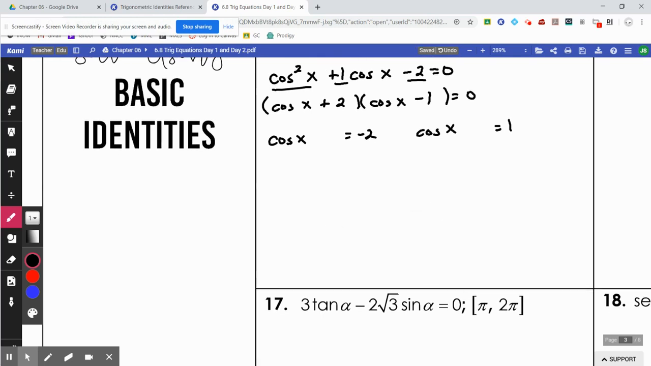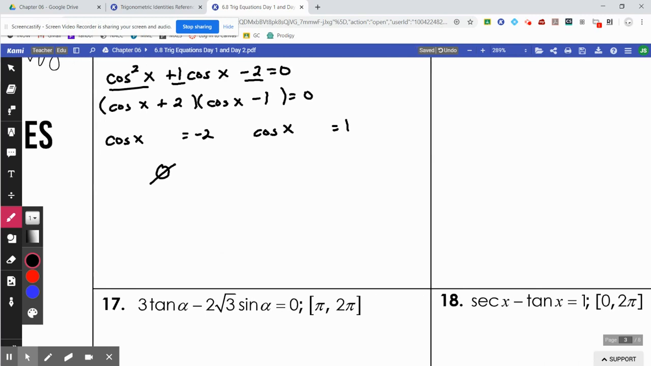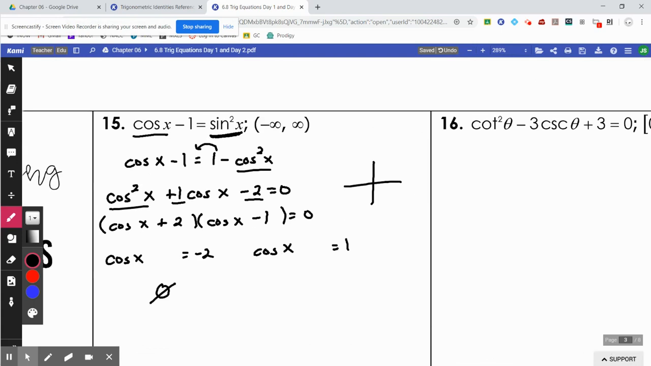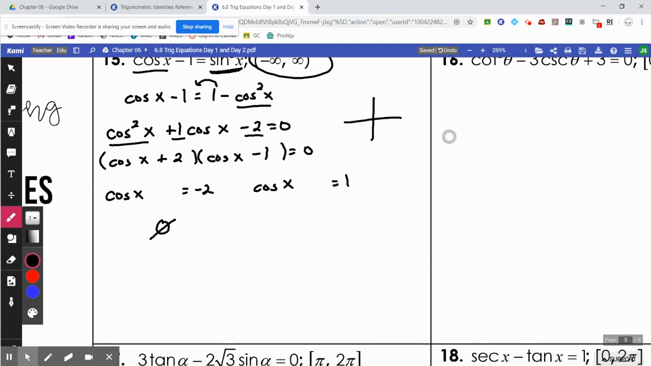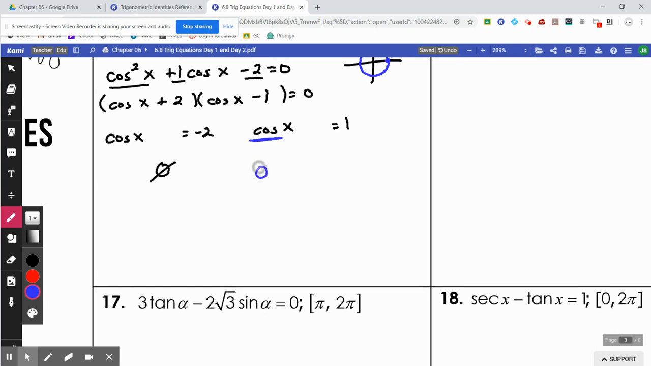So where does cosine equal negative 2? Nowhere. That's outside of the range. However, on my unit circle, where does cosine equal 1? And we're finding all answers between negative and positive infinity, so we're finding every solution here. On my unit circle, let me sketch out a small circle here. A cosine value is an x value on my unit circle. There's only one place where my x value is equal to 1, and that's right here at 1, 0. So that would be a 0-degree angle or 0 radians.